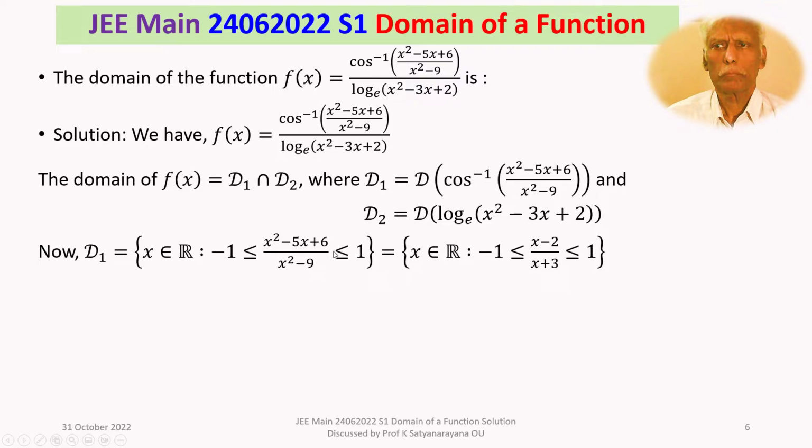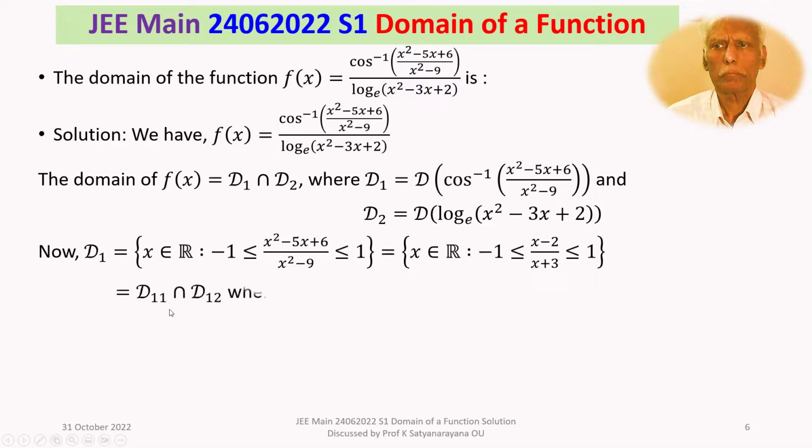We notice that the numerator is (x minus 2) into (x minus 3), and the denominator is (x minus 3) into (x plus 3). We are cancelling x minus 3, both numerator and denominator. We can do so. Why? Because x minus 3 is not 0 in this interval, the closed and bounded interval minus 1 to plus 1. In that, x minus 3 is not 0, therefore we can cancel it off.